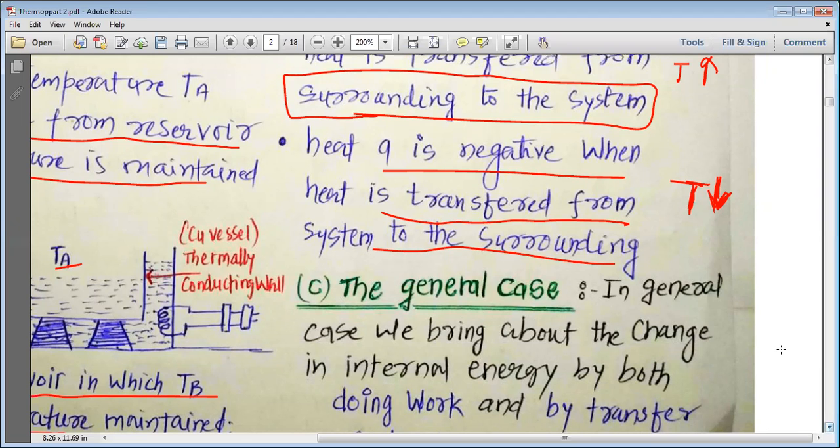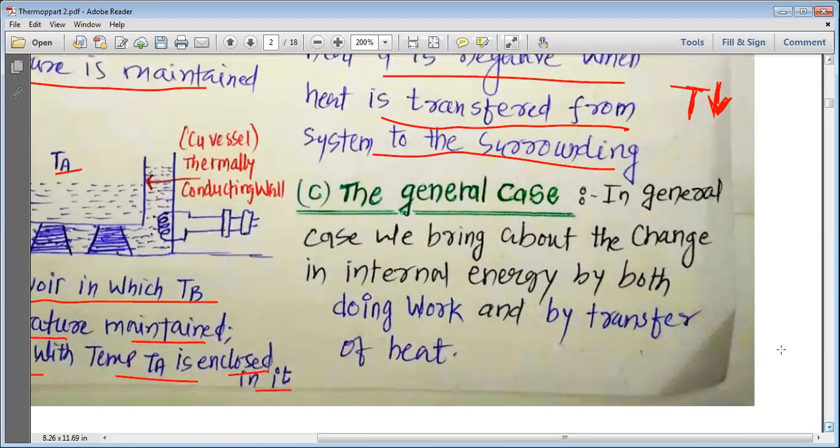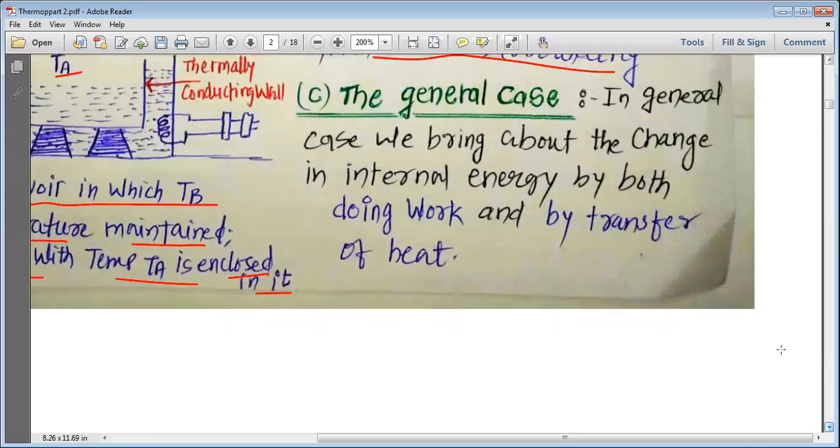So this is how, my dear students, we understand the exchange of heat and the sign convention. Now, my dear students, we want to study the general case.